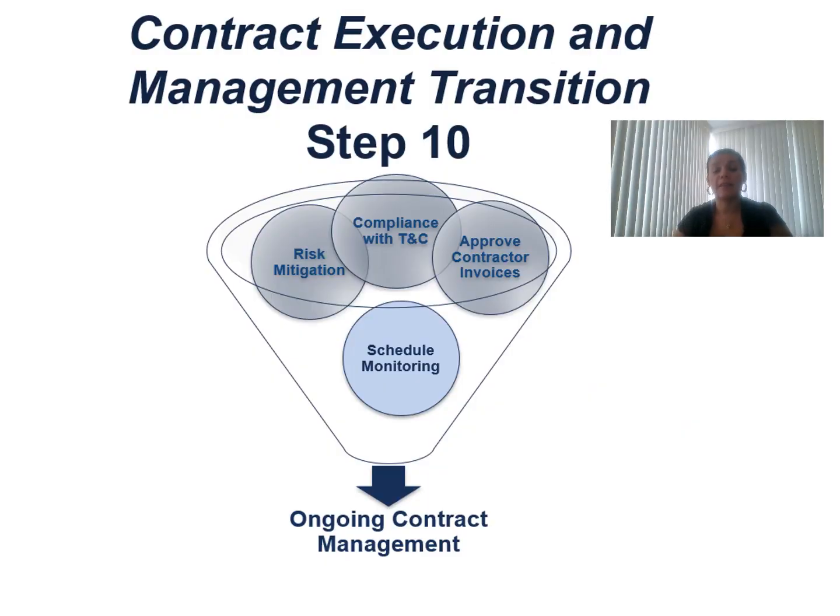So at the end, the contract execution and management transition is a mix that is part of the ongoing control management and starts to play an important role: risk mitigation, complying with the contract, approving contractual invoices, which is really important, and schedule monitoring. All of this is part of the follow-up and the ongoing contract management.